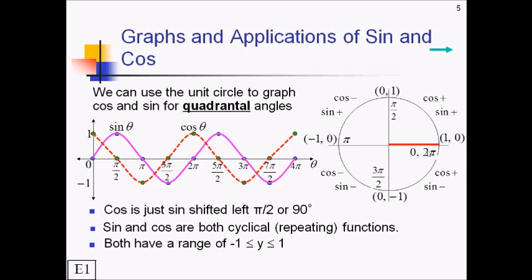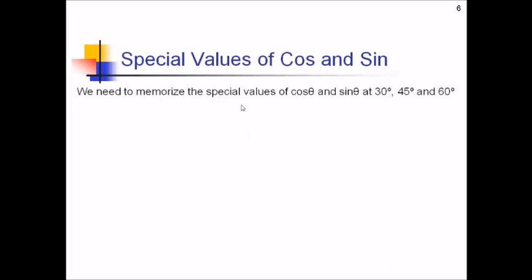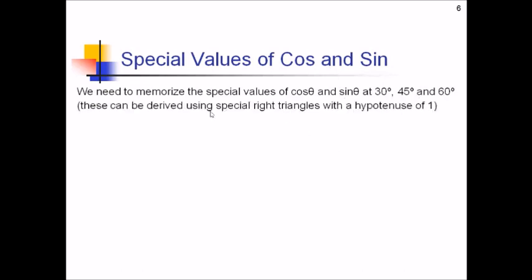And that is due to the nature of the unit circle. The unit circle, you might notice, you can't get any x or y values greater than 1 or less than negative 1 on there. In addition to being able to find cosine and sine at the quadrantal angles 0, 90, 180, and 270, we also need to memorize special values of cosine and sine at 30, 45, and 60. These are the most commonly called upon angles whenever they want you to figure out cosine and sine without a calculator. Now you can actually derive these values using special right triangles with a hypotenuse of 1, but in practice people don't derive these from scratch every time. They memorize them and just have them kind of ready to go.